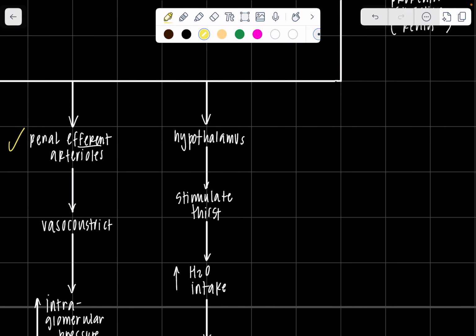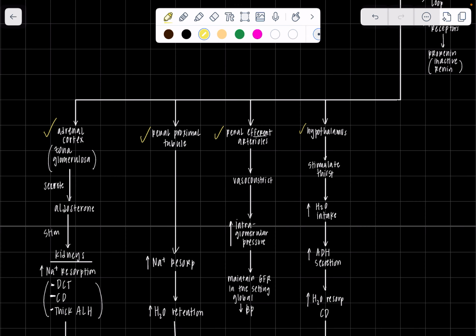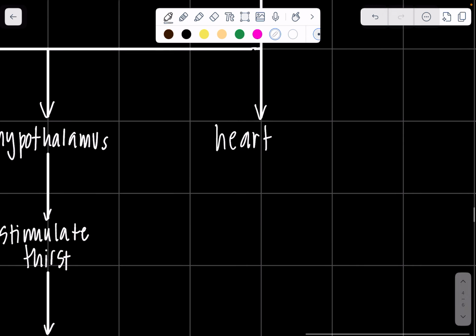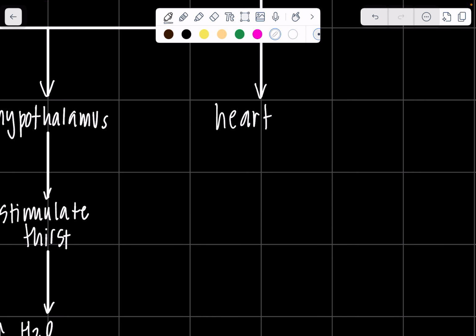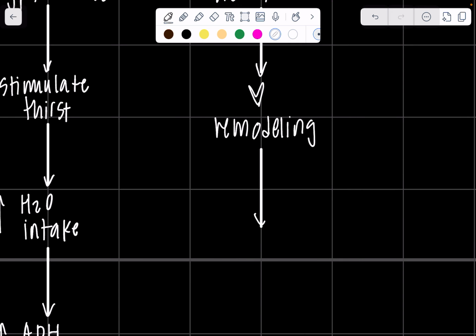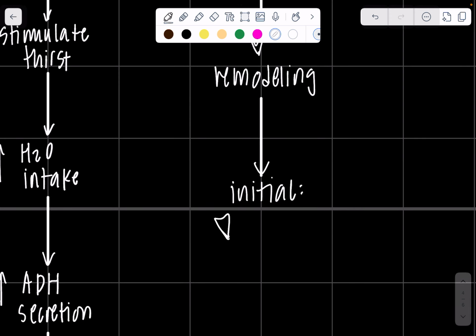So now we've talked about how angiotensin works in our adrenal cortex, in our kidneys, in our brain, and finally, we're going to talk about how it works on our heart. So, angiotensin 2 will cause some cardiovascular remodeling, and that is good initially because it allows our heart to get stronger, okay?